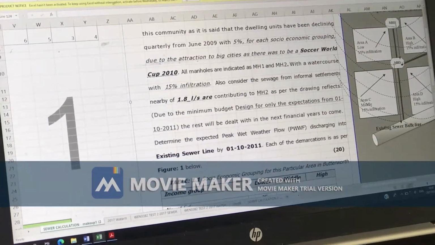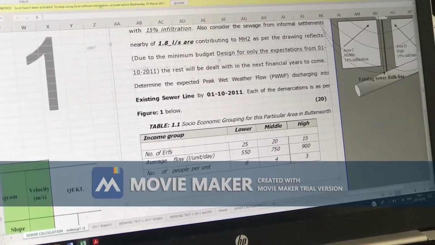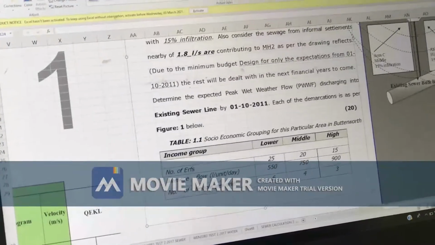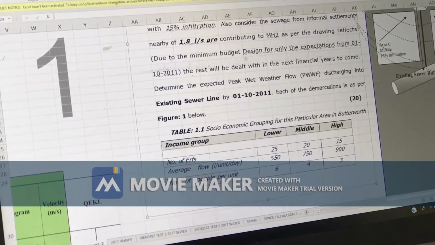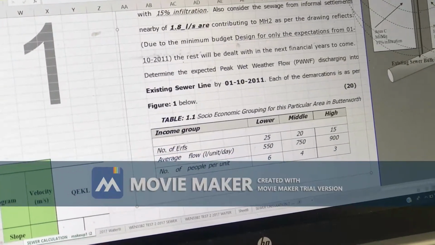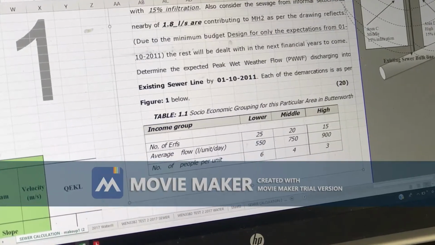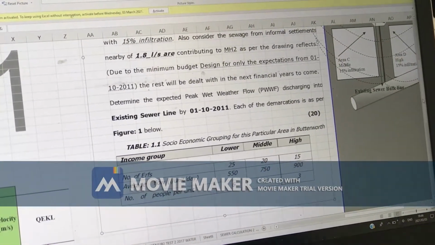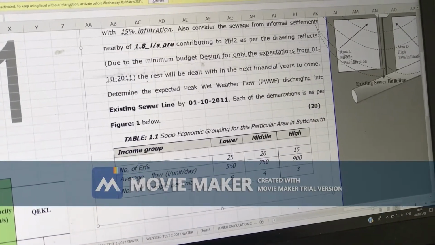Now, when they look at figure 1 below, they're actually giving you the socio-economic grouping. That tells you that the lower number of Fs is 25, middle is 20, high is 15. Average flow liters per unit per day is 550, 750, and 900. Number of people per unit is 6, 4, and 3. We're going to explain that as we go within the calculation.